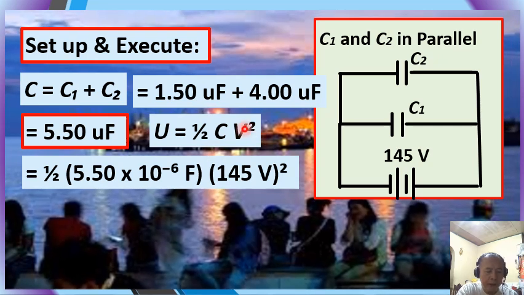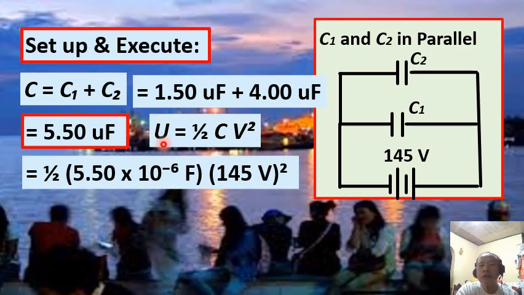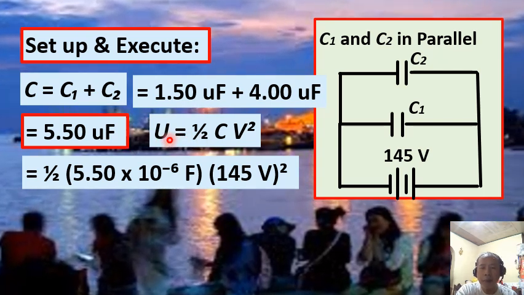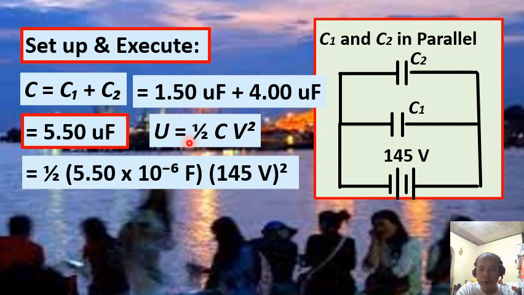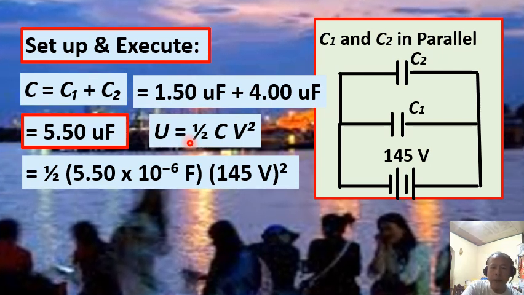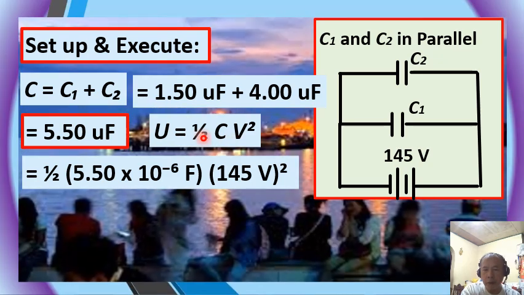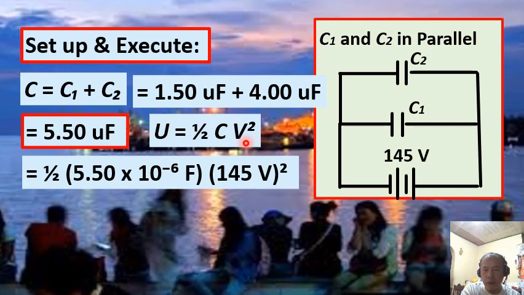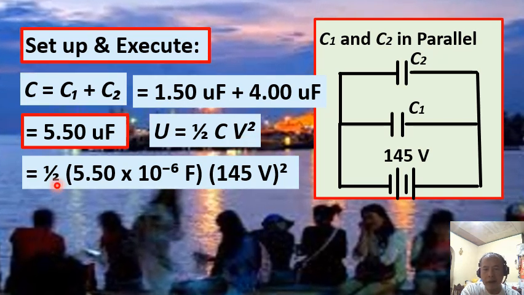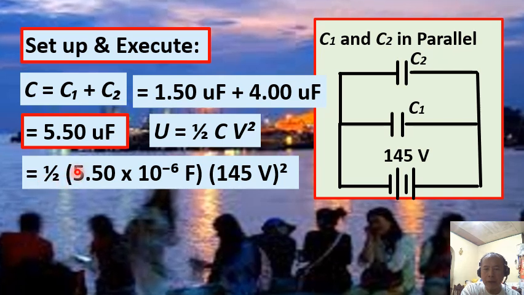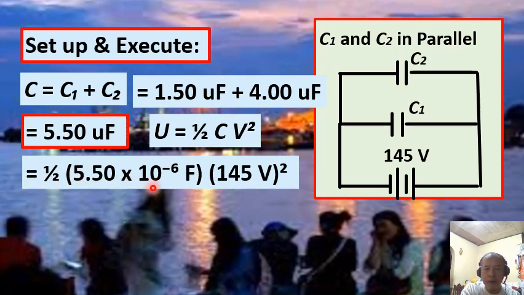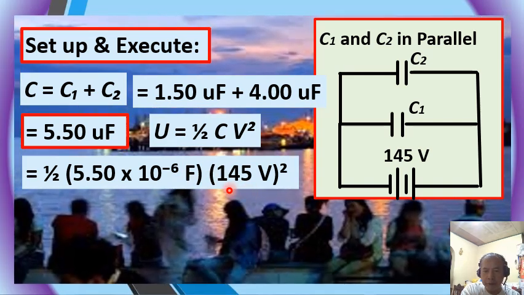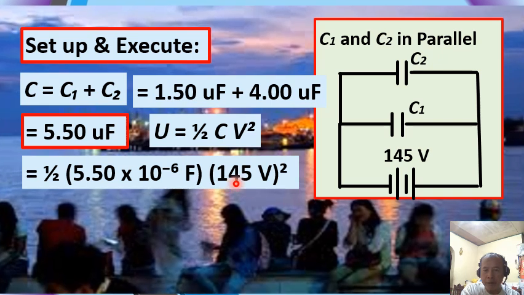All right, so computing the stored electric potential energy, capital U, can be determined using this formula: one half the product of the total capacitance and the square of the total voltage. That is, capital U equals 1 half times 5.50 raised to the negative 6 farad, multiplied by the square of the total voltage, 145 volts.